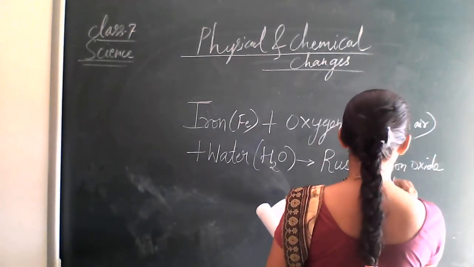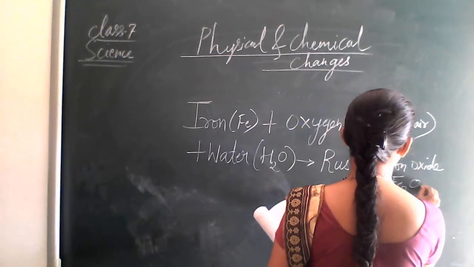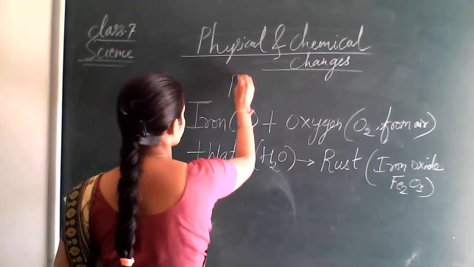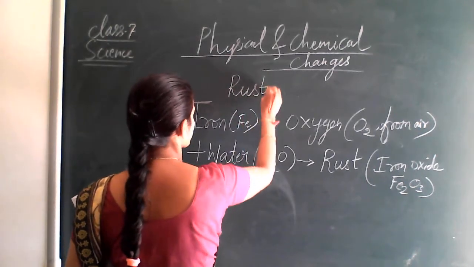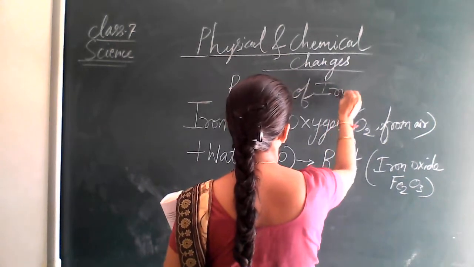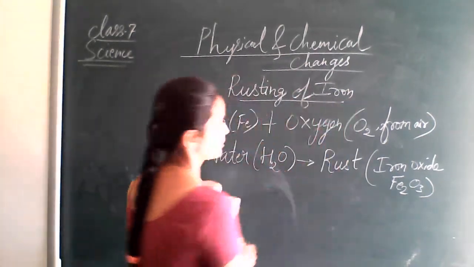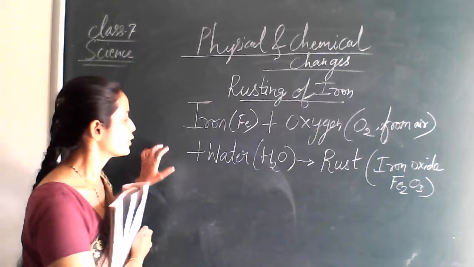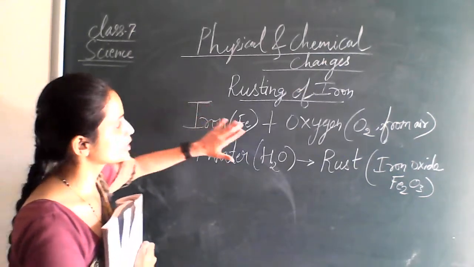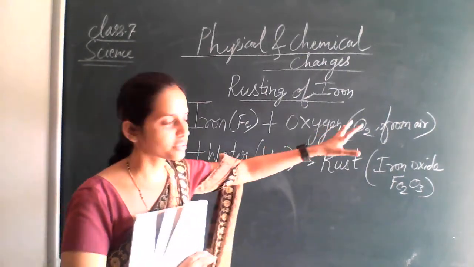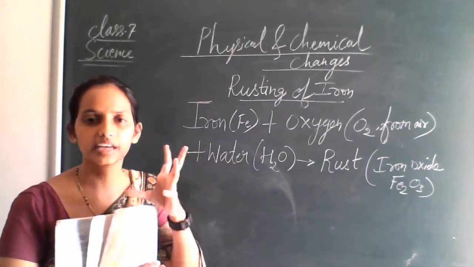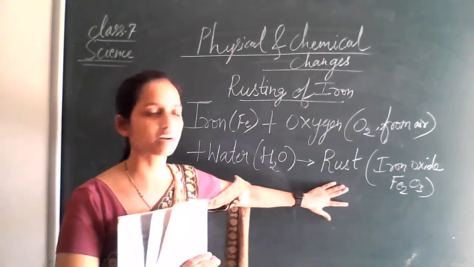Iron oxide, Fe2O3. So how is the actual rusting of iron taking place? Rusting of what? Iron. When your iron substance or material comes into contact with oxygen or the air along with the water or the moisture contained in the atmosphere, it forms rust.